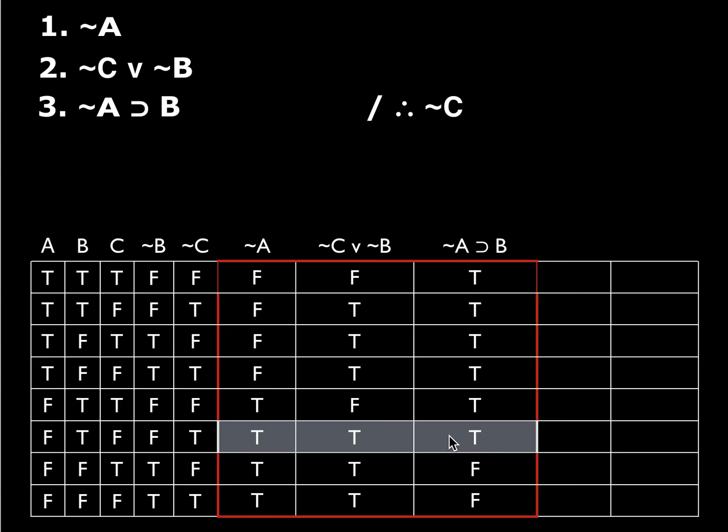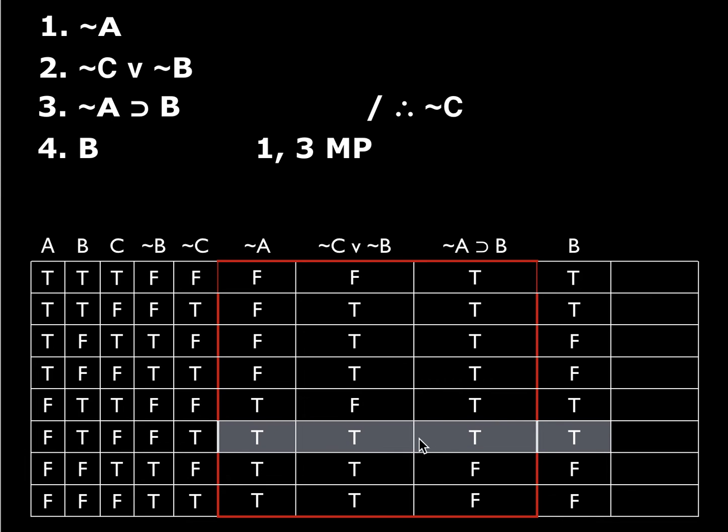A truth-preserving rule means that if I derive a new line, so I get B by modus ponens on 1 and 3, if I add B here, then the rows where the premises are all true is also going to be a row where my new derived line is true.